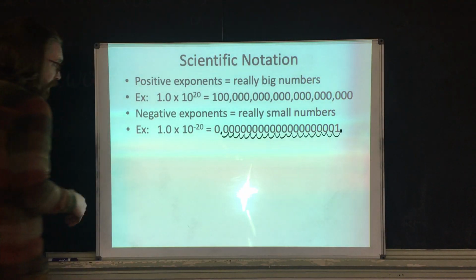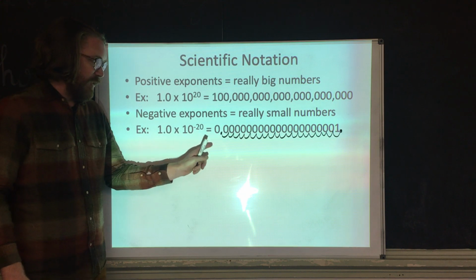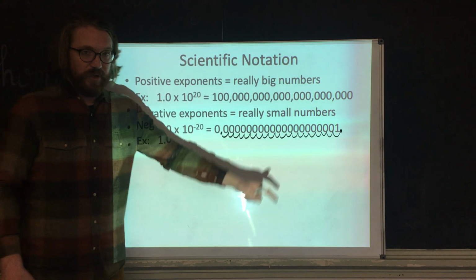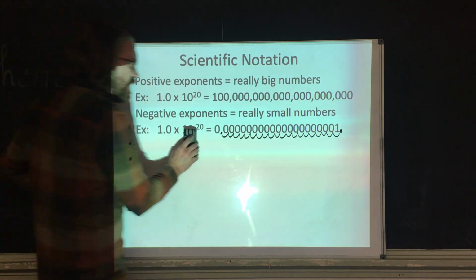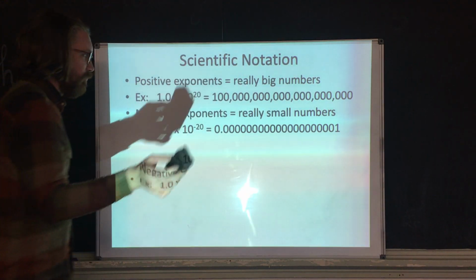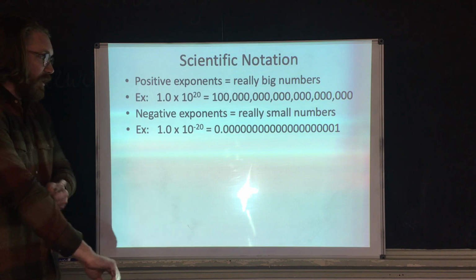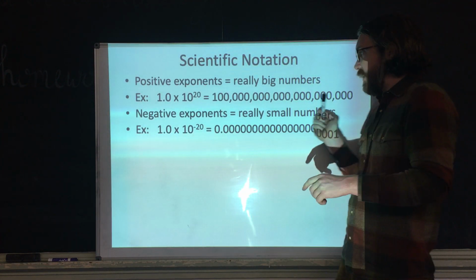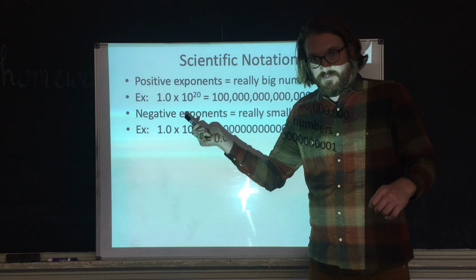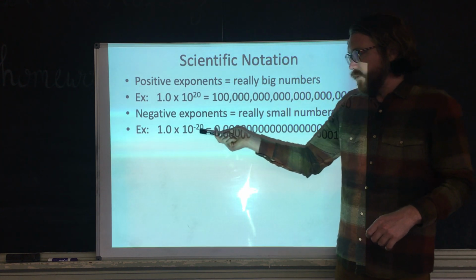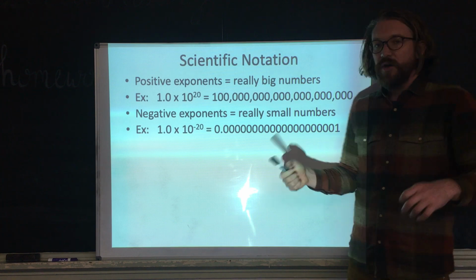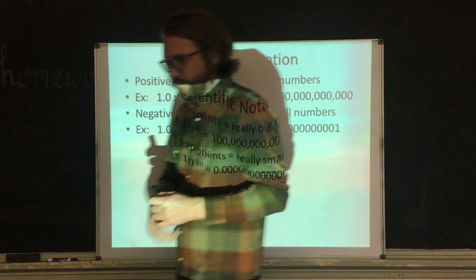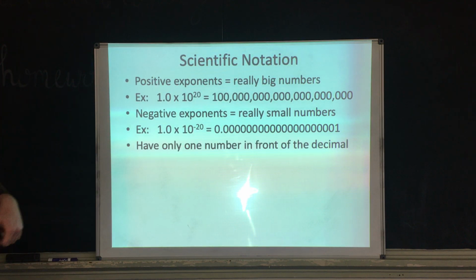So the thing to remember is that negative exponents give you really, really small numbers, and positive exponents give you really big numbers. This is so much easier to remember than all this right and left stuff. Okay? Just remember that if you move the decimal because the number is really big, you're going to get a positive exponent, and if you move the decimal because the number is really small, you are going to get a negative exponent. How do we do it?